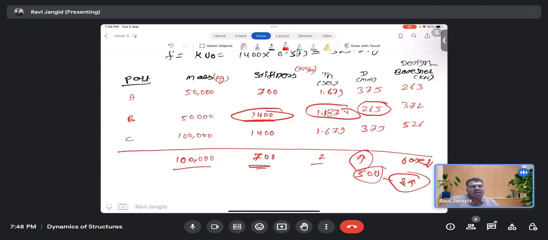Base shear will actually increase with the increase in mass. In this case, our stiffness is remaining the same while increasing the mass. So our D is increasing, and that's why our base shear is increasing. Okay, so both of those things are comparable.